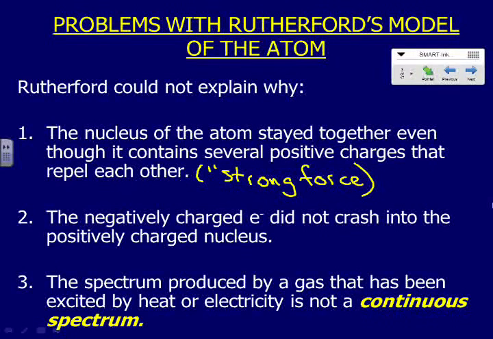Another problem, negatively charged electrons did not crash into the positively charged nucleus, and they should. They should be giving up energy in the form of light. They should be slowing down. They should be spiraling into the nucleus. It doesn't happen.